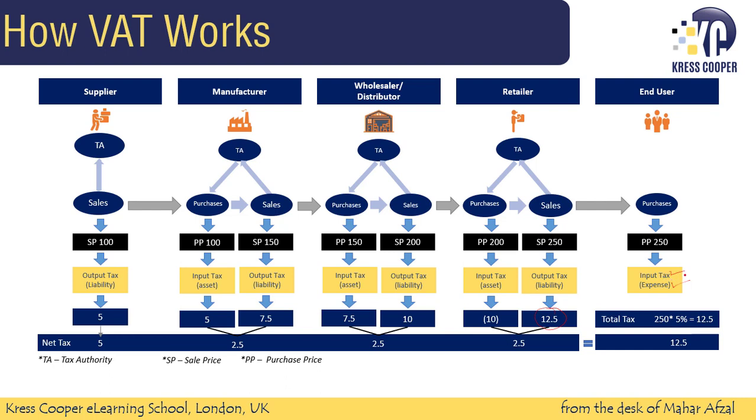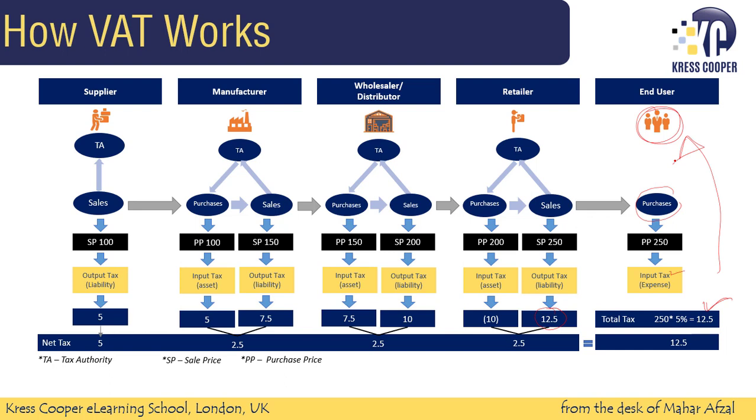Now let me apply the definition, whatever we have learned. The 5 things were there. First of all, indirect tax. Yes, we can see I have applied the taxes at different stages, supplier, manufacturer, wholesaler, retailer level, but ultimately the burden has been borne by the end user. Second, consumption tax. Yes, this is the consumption tax. These are the people who have consumed the goods and services. Ultimately, they pay the burden of 12.5, 250 into 5%, 12.5. The burden will be borne by these people.